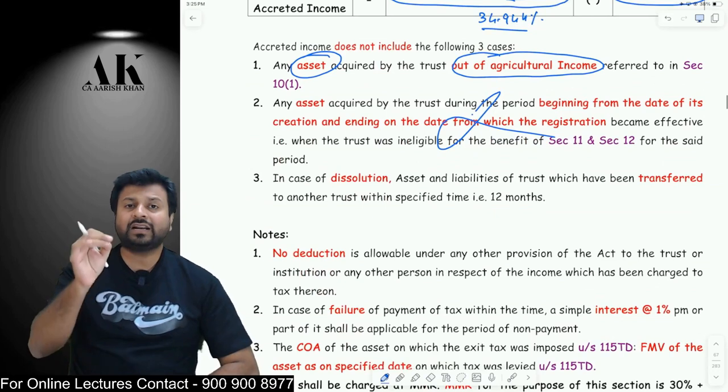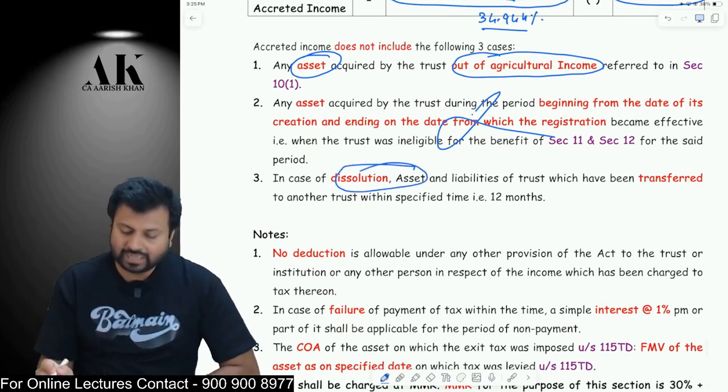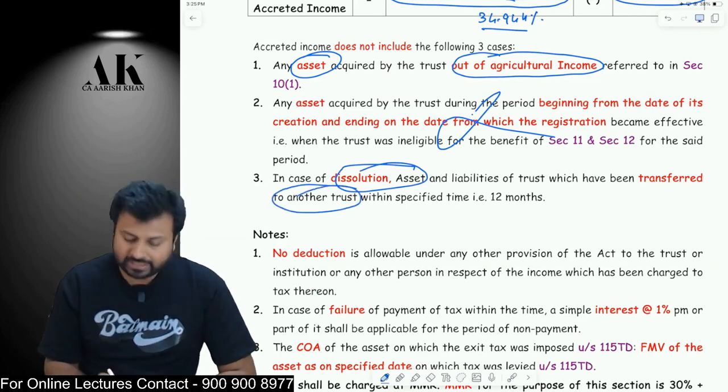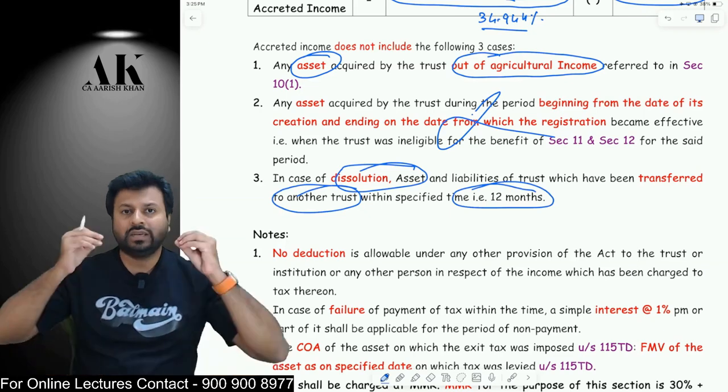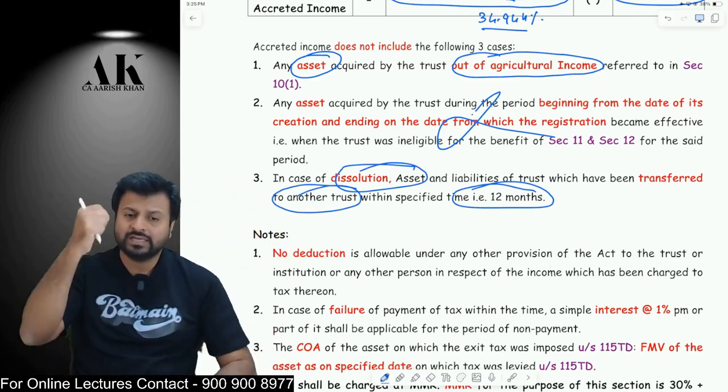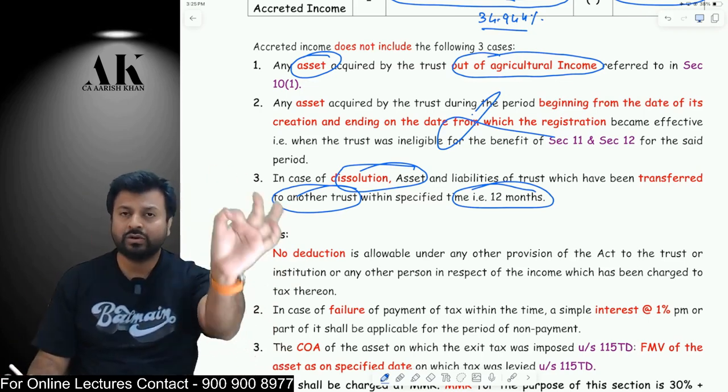Third one, if the trust is dissolved and they have transferred the asset to another charitable trust within 12 months, then that should also not be taken in the calculation of accredited income.